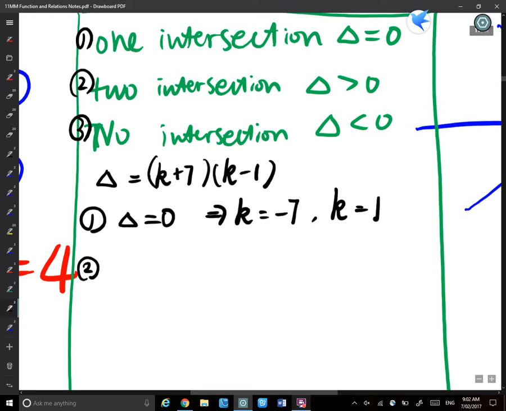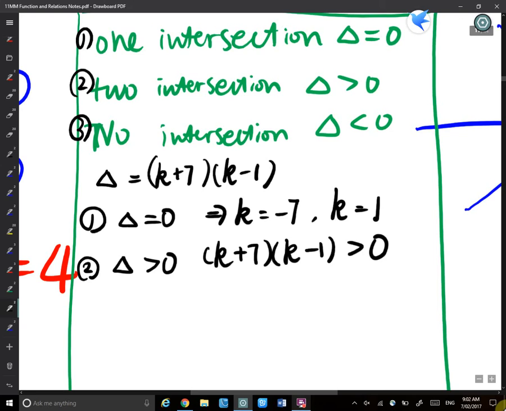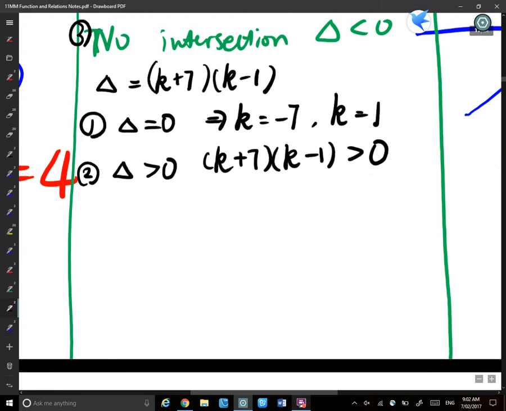Okay, number 2, I want the discriminant to be greater than 0. In what case will that be greater than 0? It's k plus 7 times k minus 1 to be greater than 0. I want that to be greater than 0. Okay, that's an inequality. Is that a linear inequality?